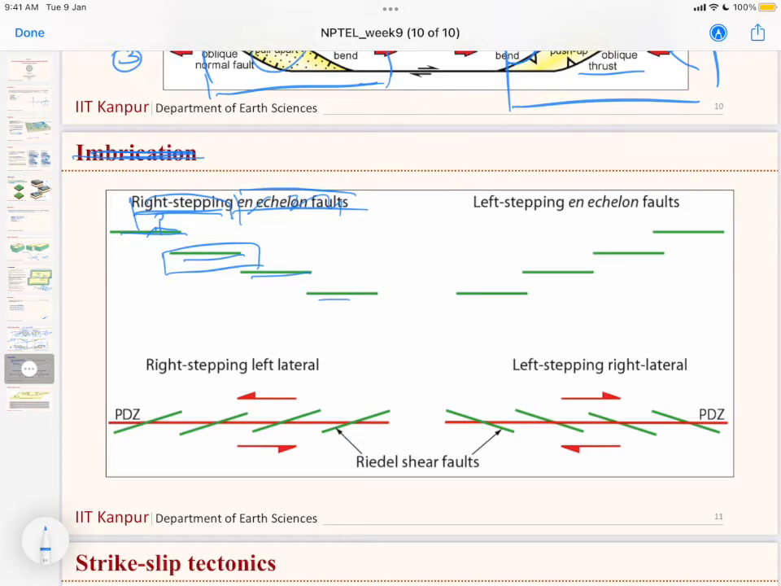Now, in a similar fashion, imagine you are standing on this staircase. So on which side would this staircase come? On your left or the right?